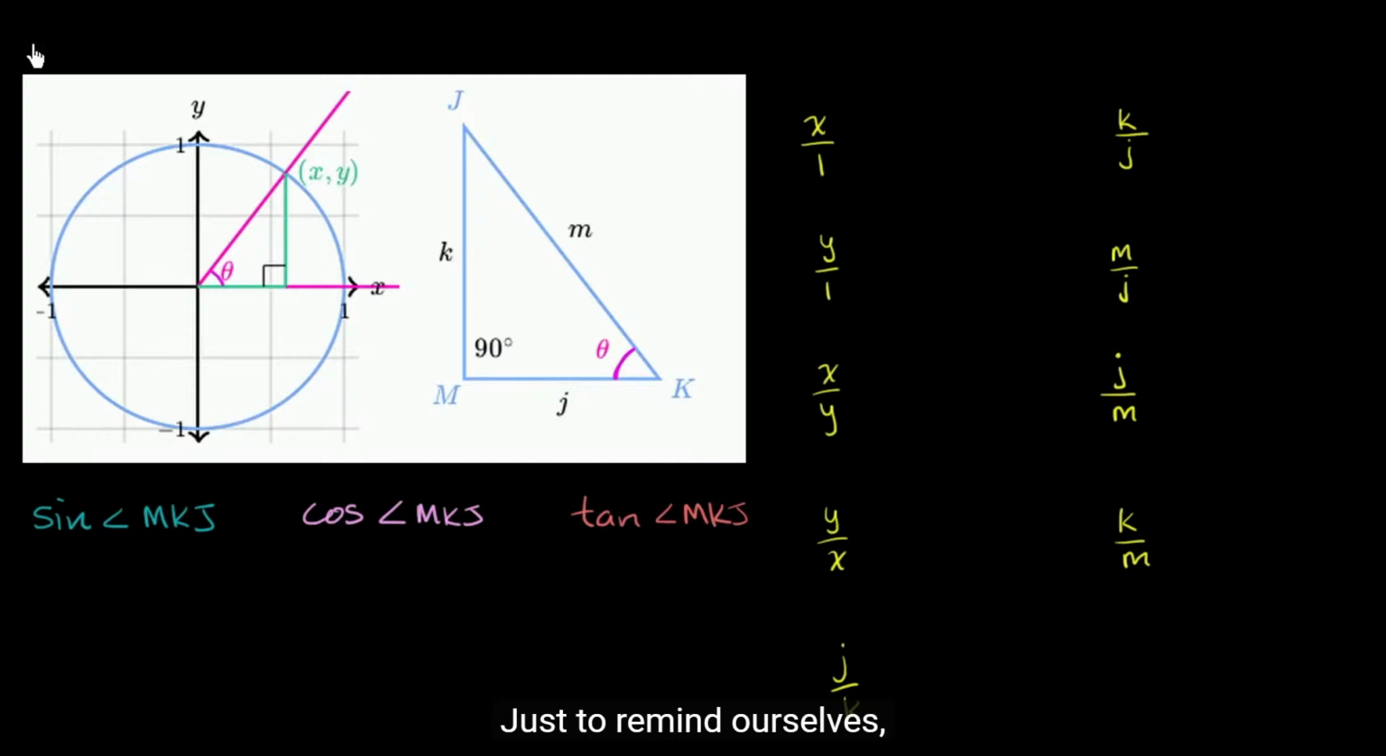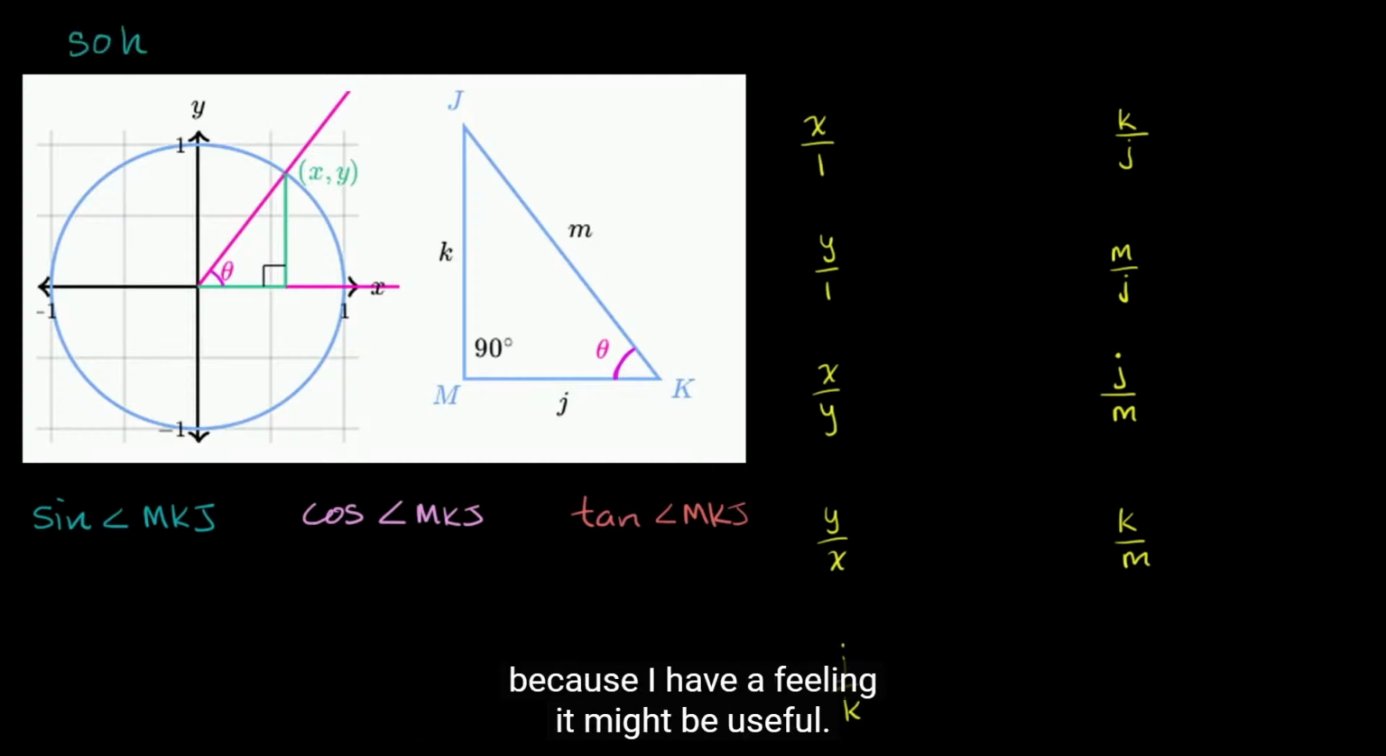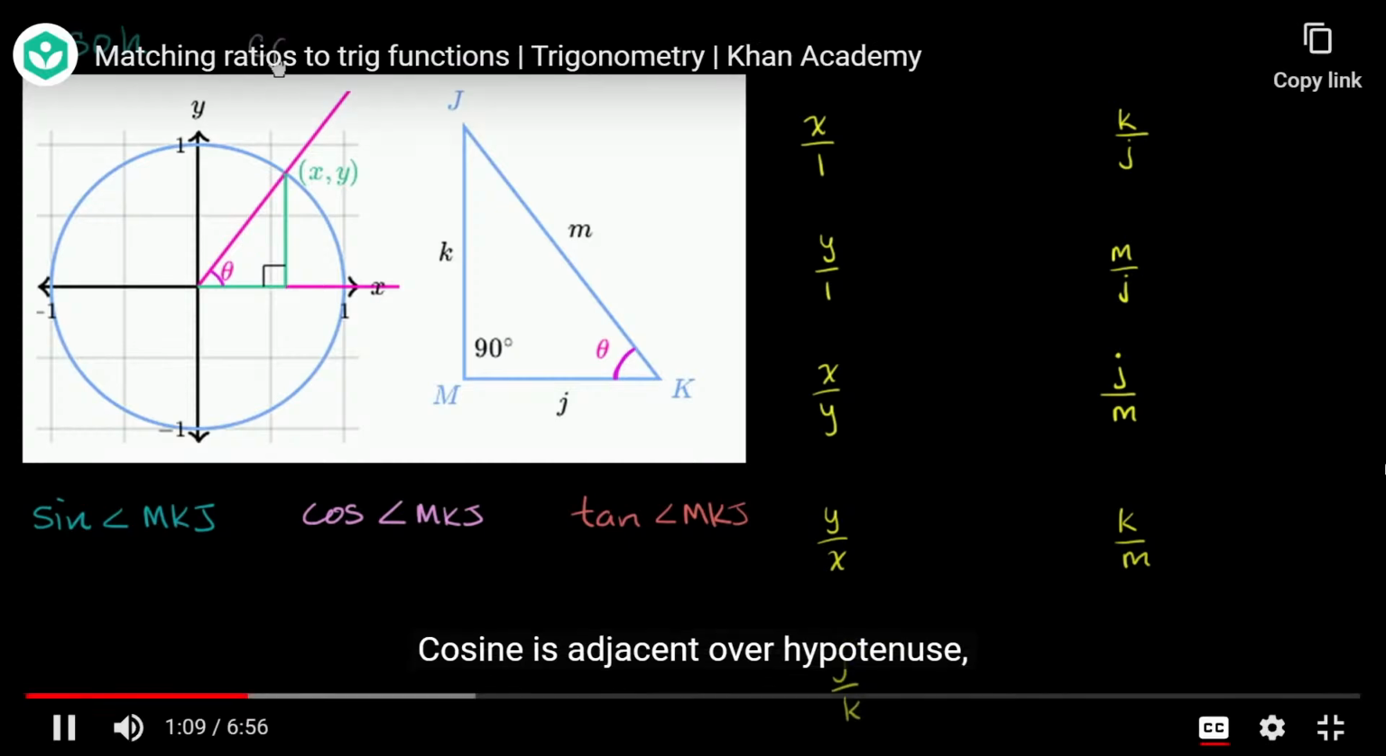And so just to remind ourselves, let's remind ourselves of SOHCAHTOA, because I have a feeling it might be useful. So sine is opposite over hypotenuse, cosine is adjacent over hypotenuse.